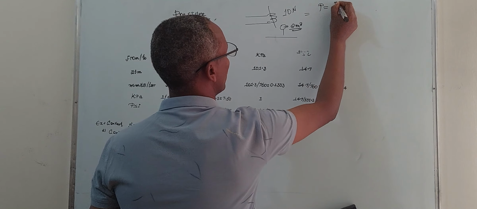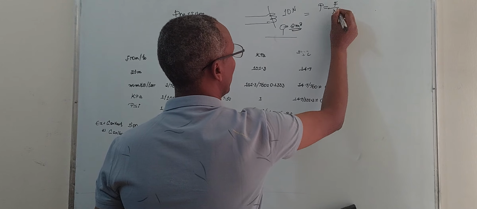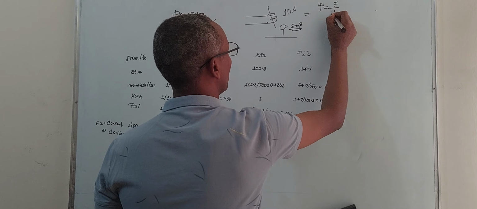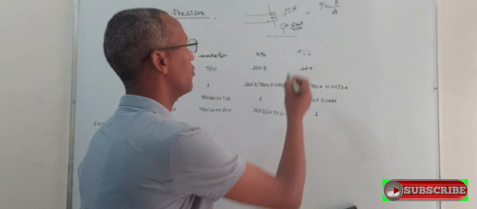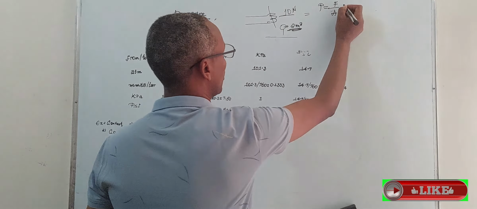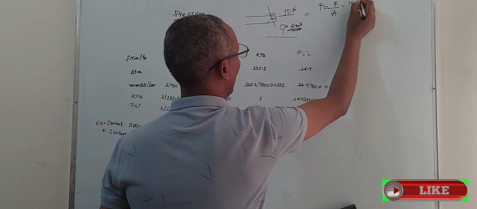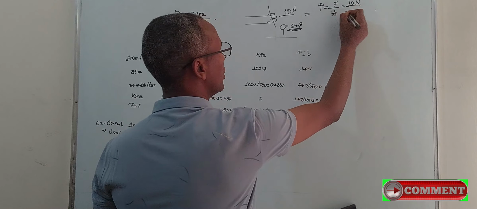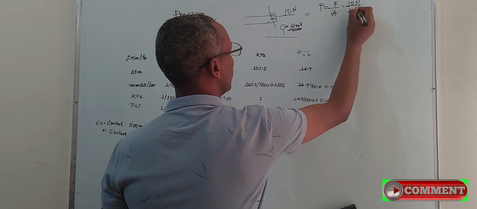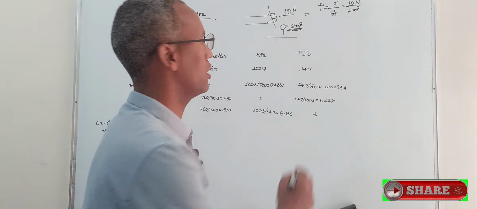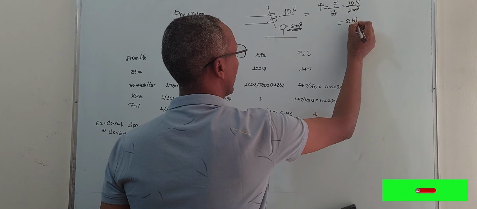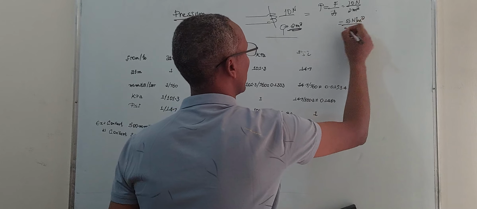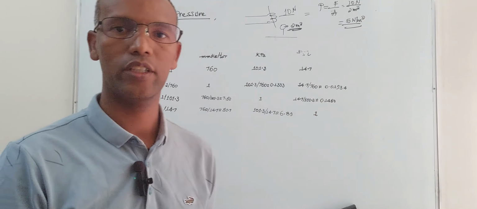So the pressure is equal to, like I said, force per unit area, right? Force per unit area is pressure. Therefore, you can divide this by this. Let's say this is 10 Newton per 2 meters square, right? So you will get 5 Newton per meter square. That is a pressure.